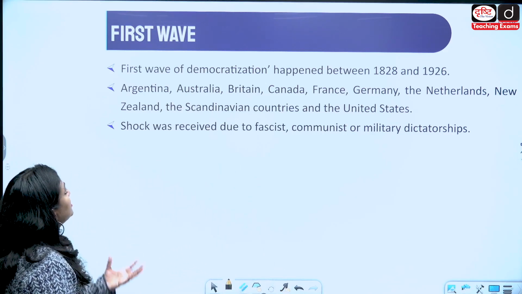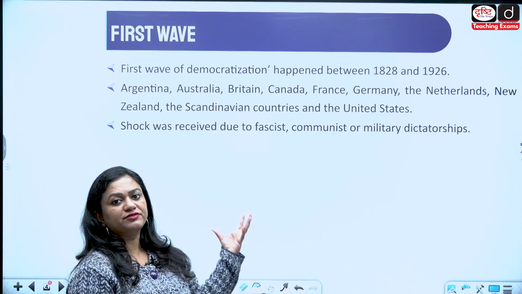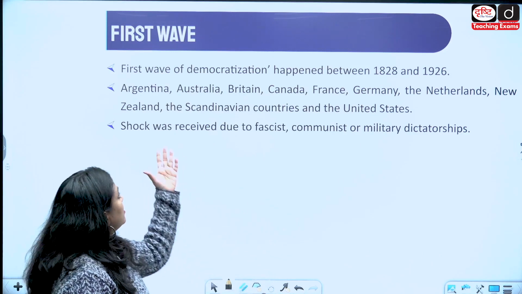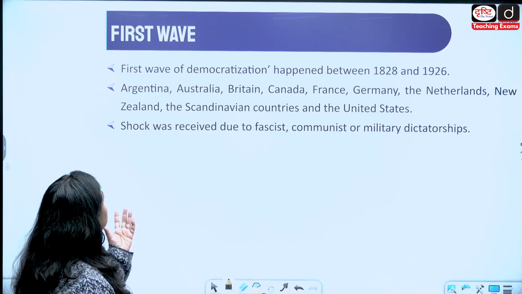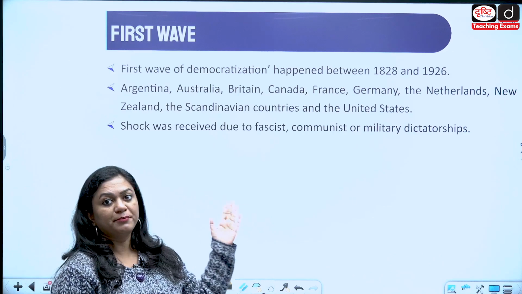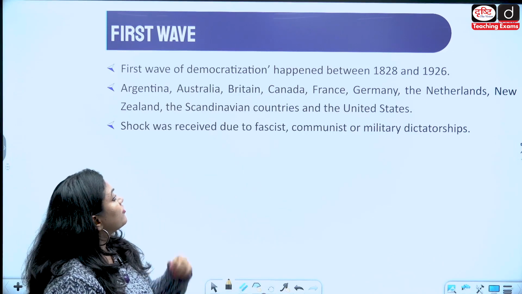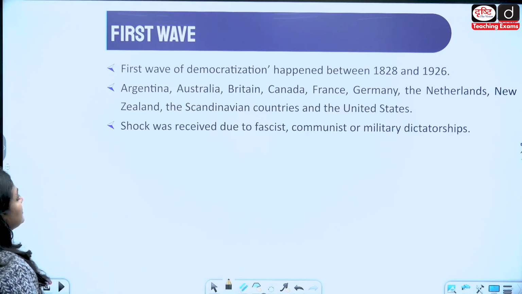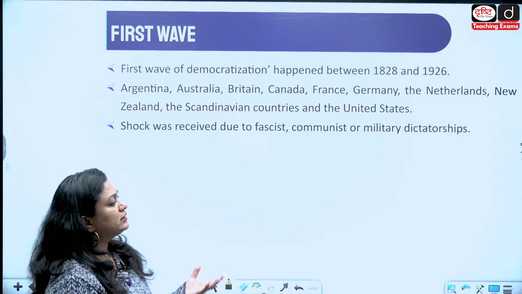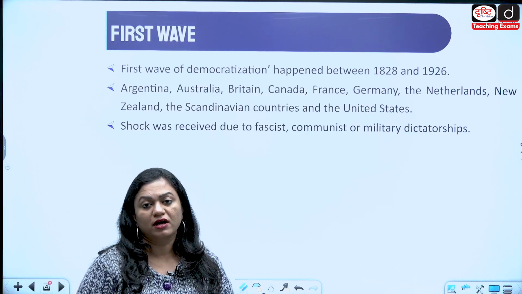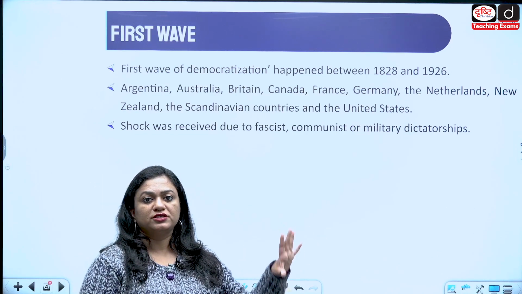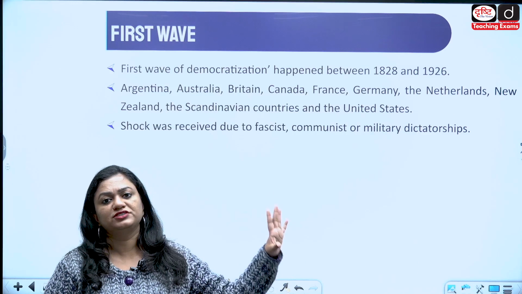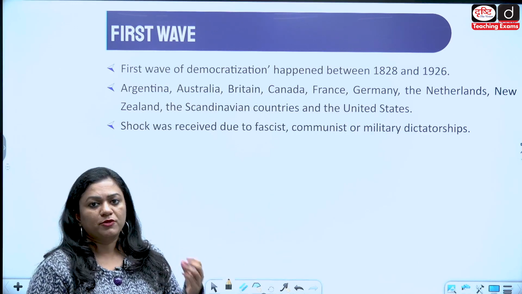So, in which countries have we seen the first wave of democratization happening? We have examples here: Argentina, Australia, Britain, Canada, France, Germany, Netherlands, then New Zealand, Scandinavian countries, and the United States of America. These were the countries associated with the first wave of democratization.